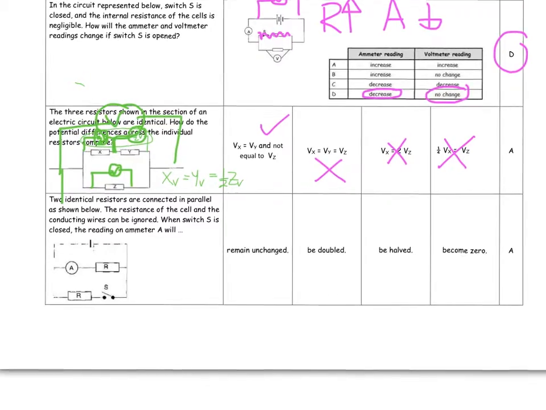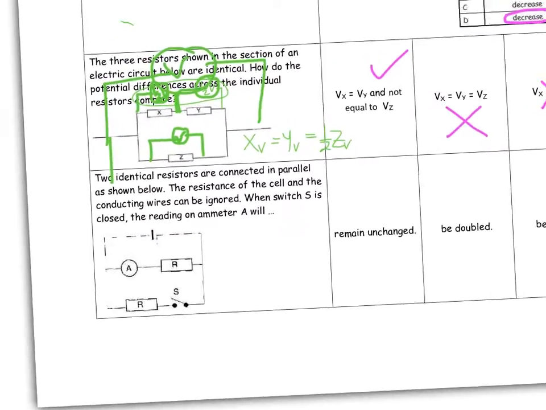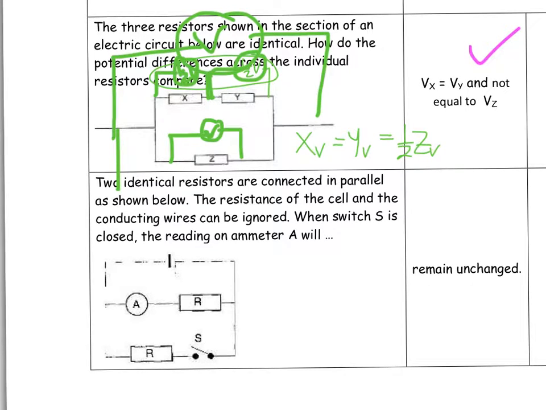2 identical resistors are connected in parallel as shown below. The resistance of the cell and the conducting wires can be ignored. Sorry, this poor picture is starting to look a little bit tired. Maybe we can beef it up a little bit. There we go. Okay, so you've got the circuit over here. When the switch is closed, what will happen? So the switch is closed means I'm going to add a resistor in parallel. The minute I add a resistor in parallel, what's going to happen to this ammeter reading is that the current coming along is going to now have to split.